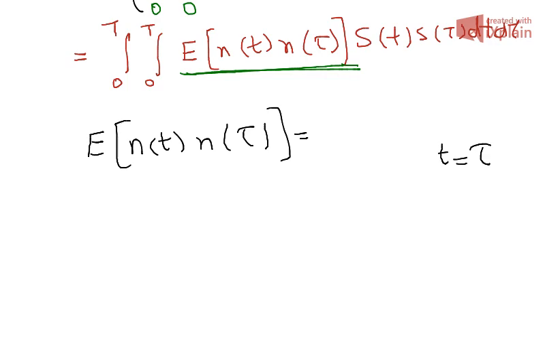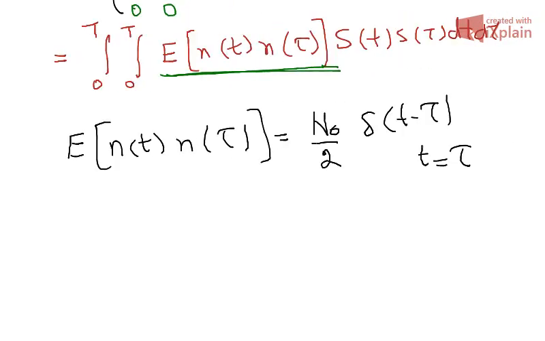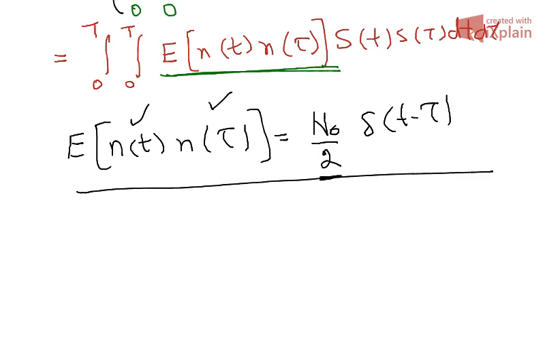And the second moment of the noise is actually equal to N naught over 2 delta of t minus tau. So this expectation is actually equal to this value, where N naught over 2 is the power spectral density. If you recall, this is the power spectral density. It's just an impulse. In other words, the two noise samples are independent. It's very similar to the concept of orthogonal signals. If you have two orthogonal signals and you want to find the integral of their product, you would get 0. So n of t and n of tau are independent.